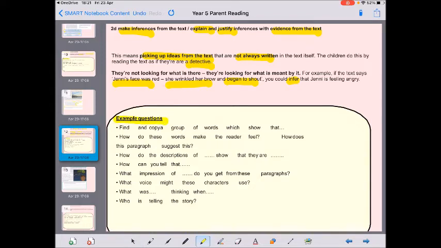Example questions of inference. Find and copy a group of words which show that. How do these words make the reader feel? How does the paragraph suggest this? How do the descriptions of show that they are how can you tell that? What impressions of do you get from these paragraphs? What voice might these characters use? What was thinking when? And who is telling the story?